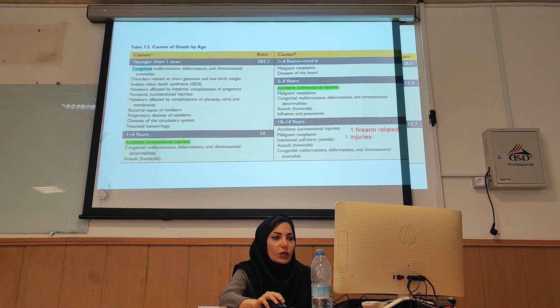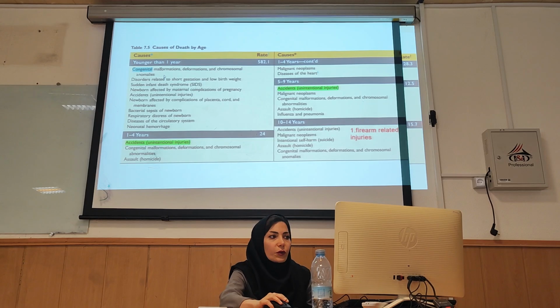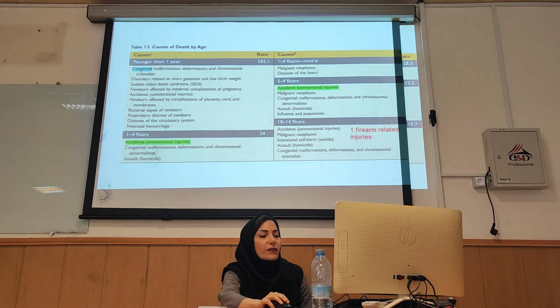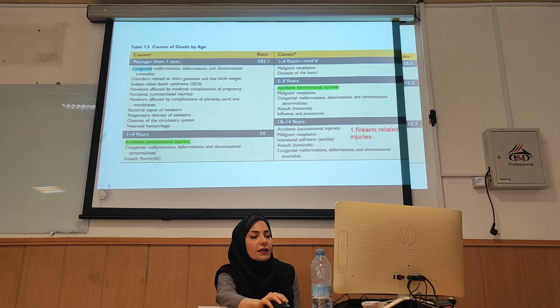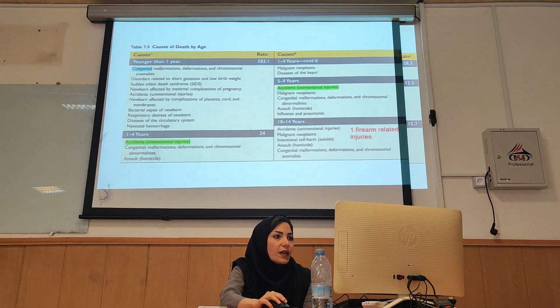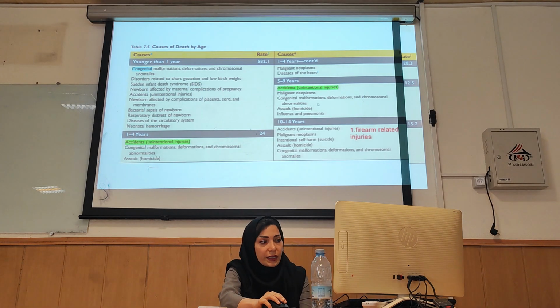From birth to 14 years, you see congenital malformation is at the top of the list for those under 1 year old and goes to the end of the list at 10 to 14 years old. And accidents are the first cause of death at 1 to 9 years old. Okay.